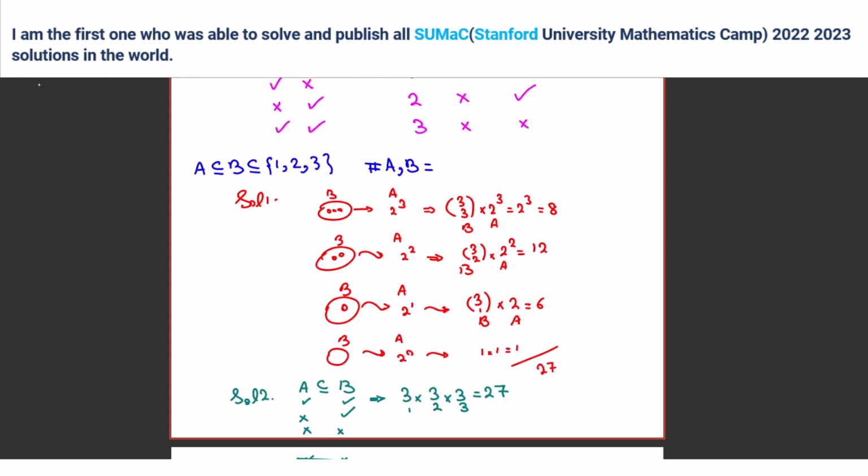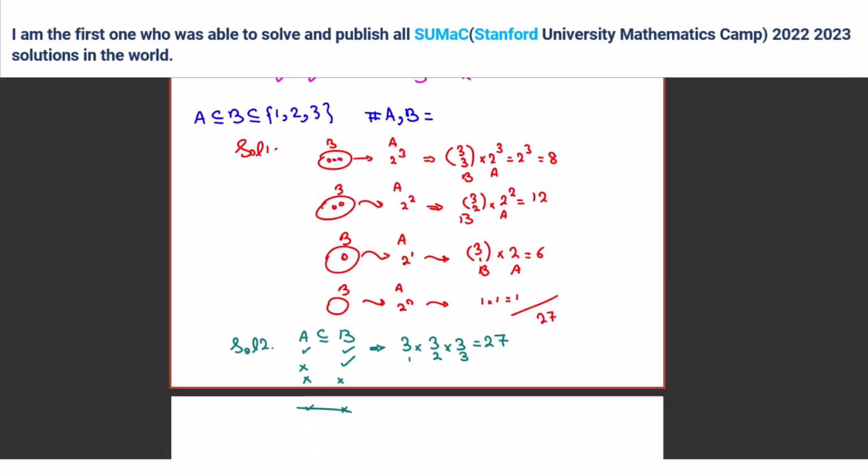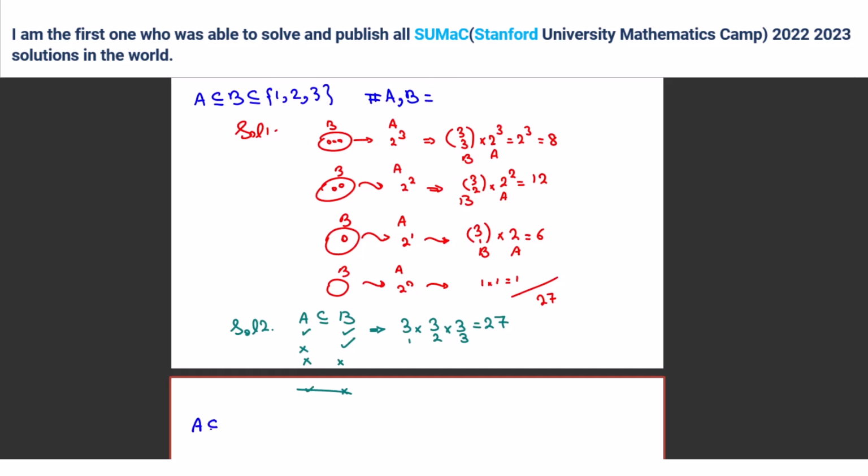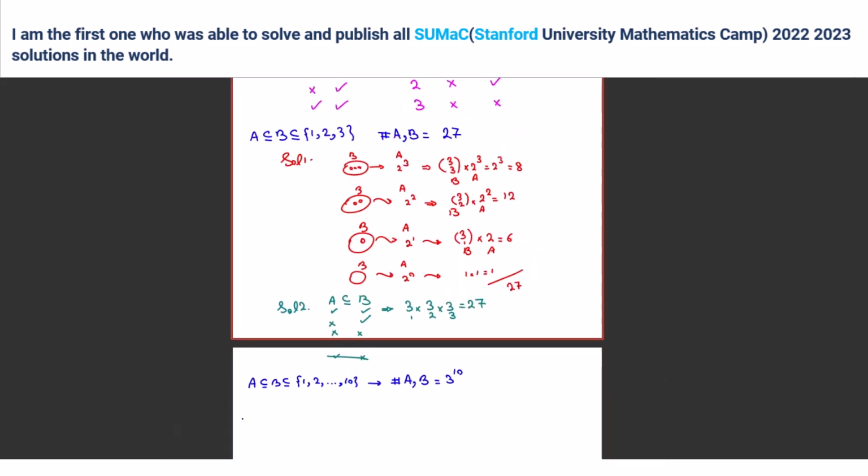Exactly. So similarly, for example, A is a subset of B is a subset of 1 to 10. Then how many pairs A and B are there? This one was 3 to the 3. Only I changed 3 to 10. So it will be 3 to the 10. Exactly.